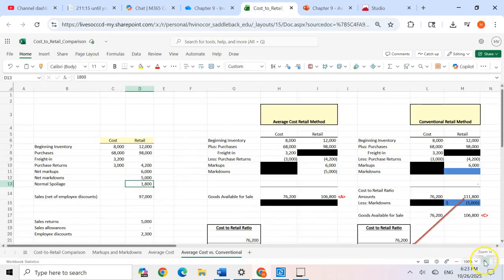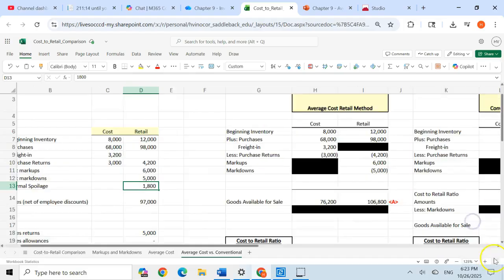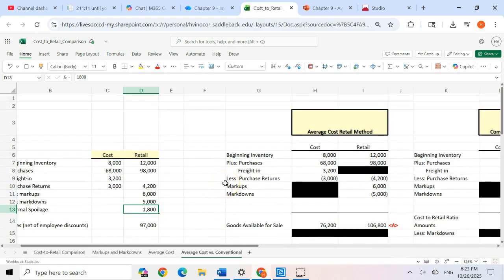And I'm going to use this example right here. I'm going to increase my percentage. I'm going to hopefully increase. Nope, can't do that. Okay.